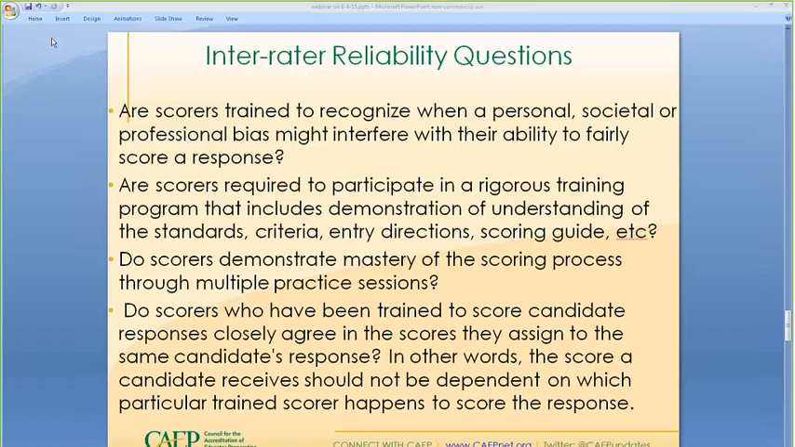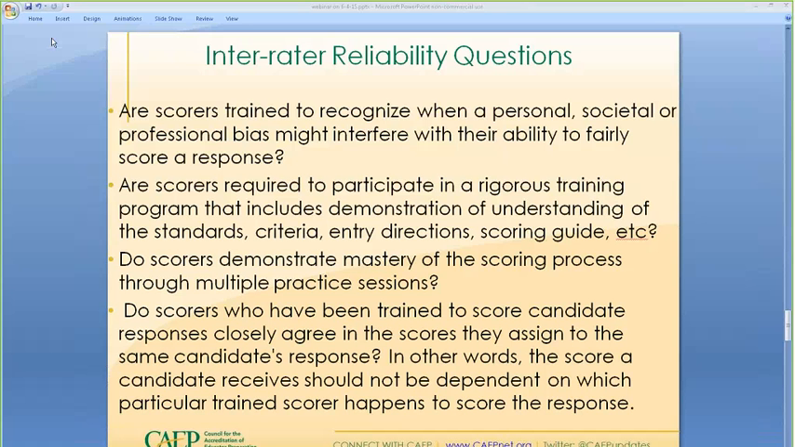So first, are they trained to recognize when they have a bias? And this is really important because it's so true that we have a variety of people who look at these portfolios, and all of us have our own areas of expertise in terms of our own scholarship and our professionalism, as well as our own personal quirks and understandings about things. What we need to do as reviewers is to understand the ways in which those things can become a bias to our ability to be fair in our scoring of portfolio submissions by a student, or their reflections, or their narratives.